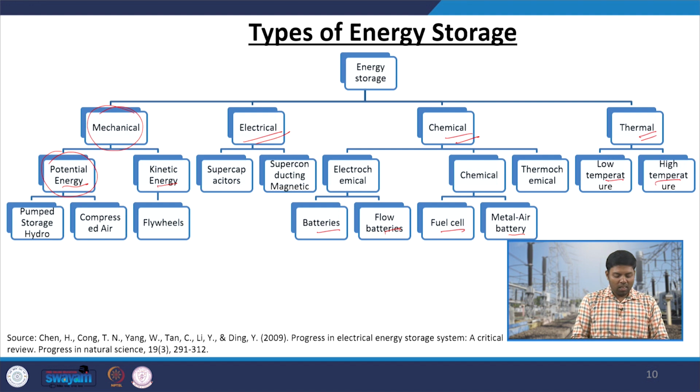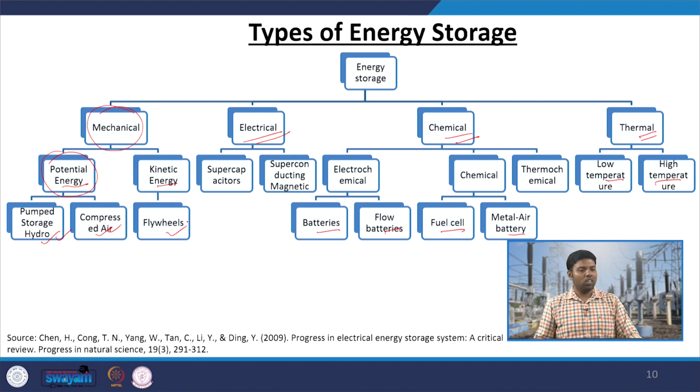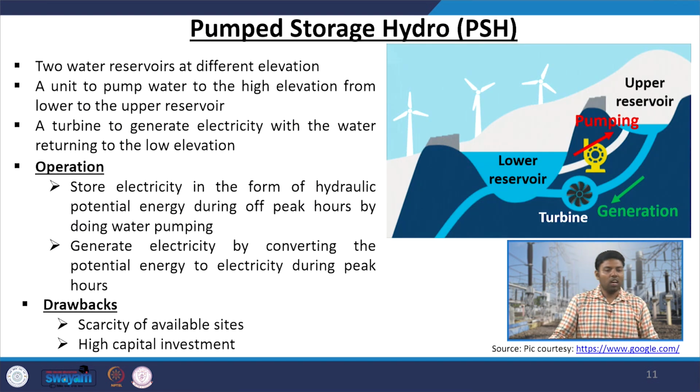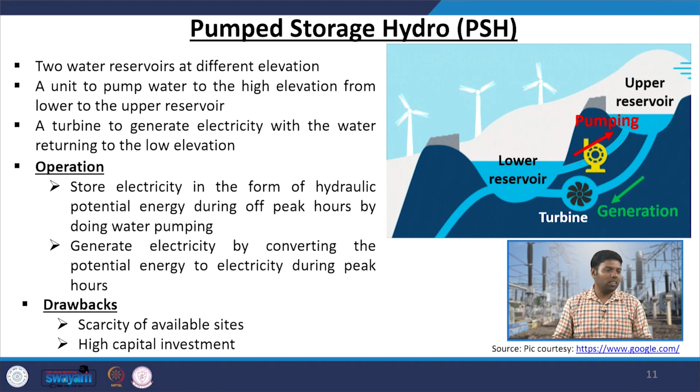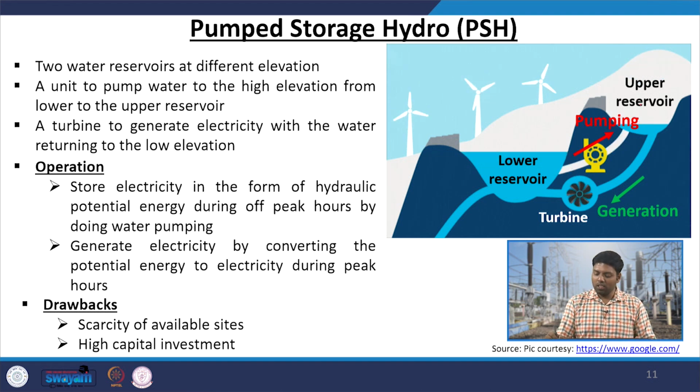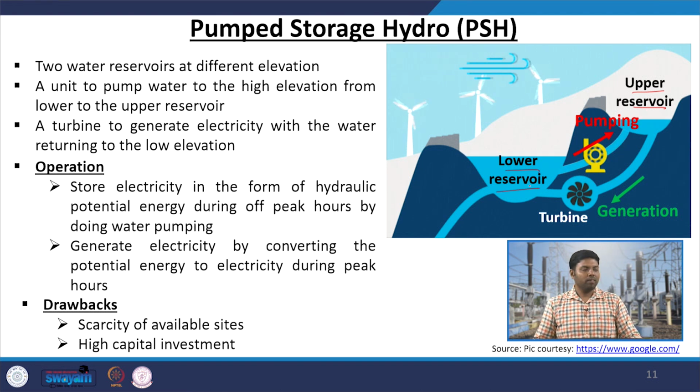For potential, you can store it as pump storage hydro, which is a huge energy storage facility, or you can have compressed air energy storage, or as kinetic energy, you can store it as a flywheel. That is a device to store electrical energy as kinetic energy. First, we will see how the pump storage hydro works. Generally, pump storage hydro is built in a hilly region, where you have two reservoirs, one is the upper reservoir and another is a lower reservoir placed at the hill.